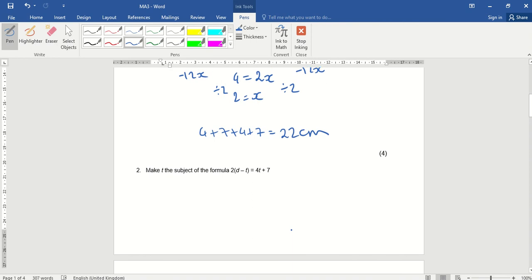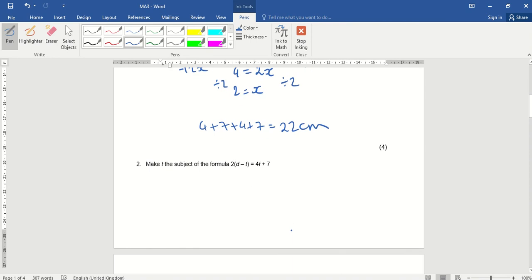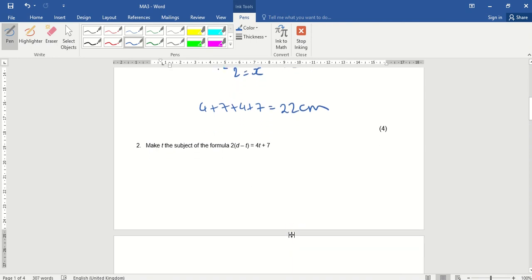Question 2. Make t the subject of 2(d minus t) equals 4t plus 7. Okay, so the first thing I see here is these brackets. We don't like brackets when we're having to rearrange or solve, so we are going to multiply them out. So multiply the brackets, you get 2d minus 2t is equal to 4t plus 7.